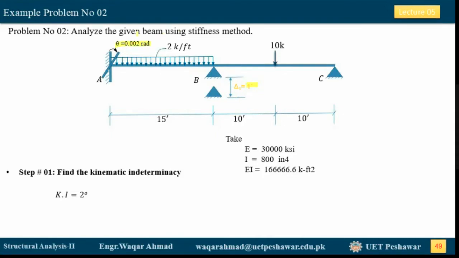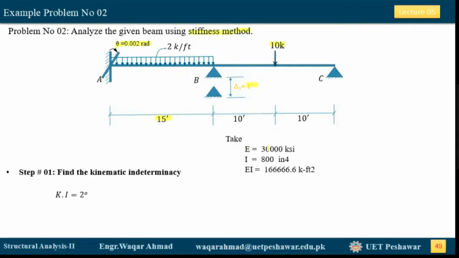So the question is again to analyze this given beam using the stiffness method. The loading is exactly the same as in problem number 1. We have a 2 kip per foot uniformly distributed load over this span of 15 feet, and we have a 10 kip load applied at the center of this span of total 20 feet.